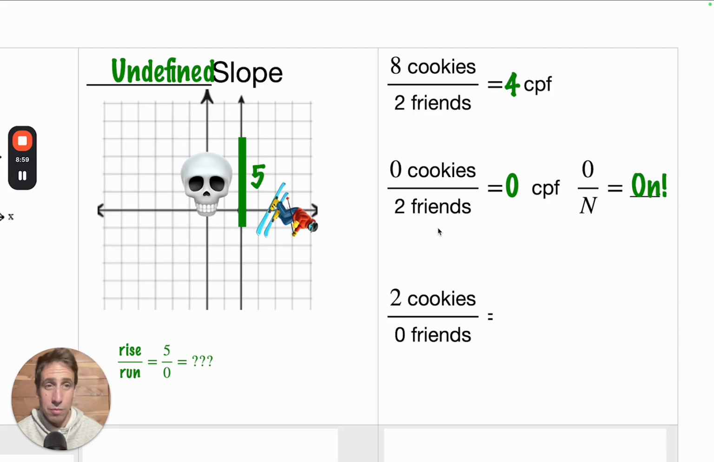And the way I remember this is 0 over a number, 0 over n is on. That's fine. Party on. You can get a number. The number is 0. But where division breaks down and can't produce an answer is if you have 2 cookies and you've got no friends.